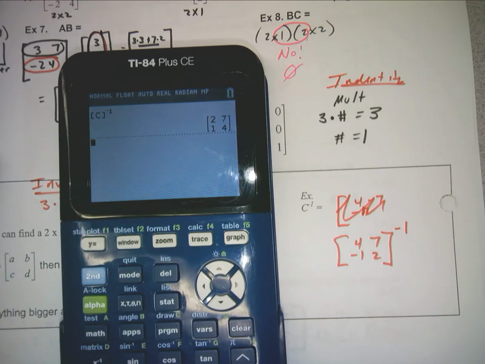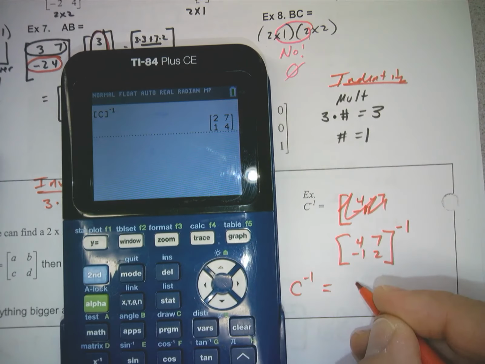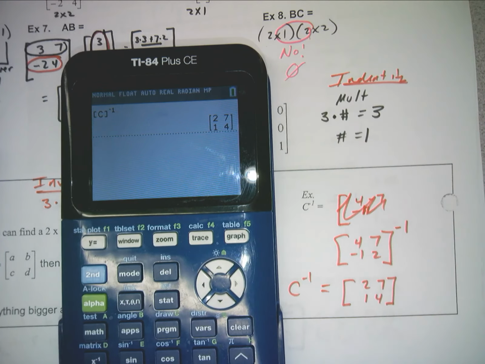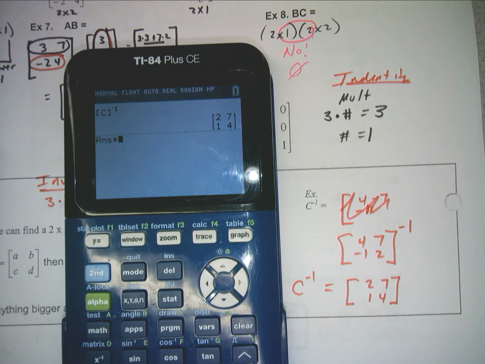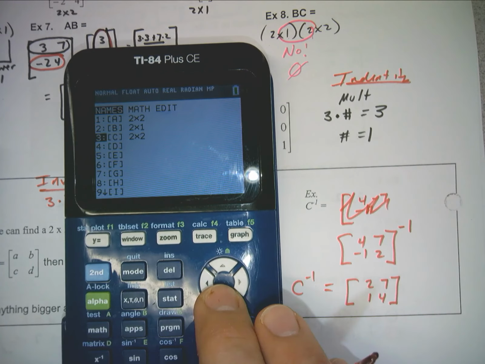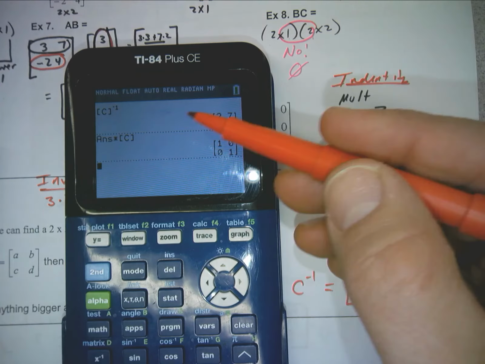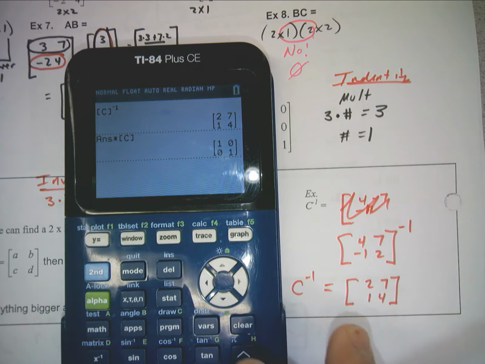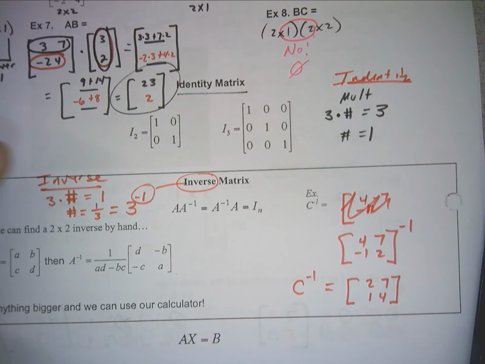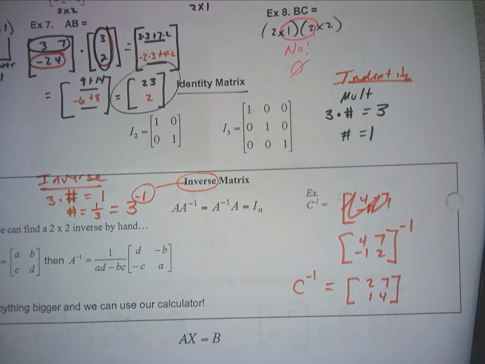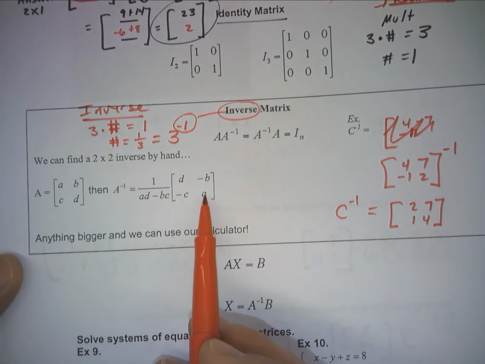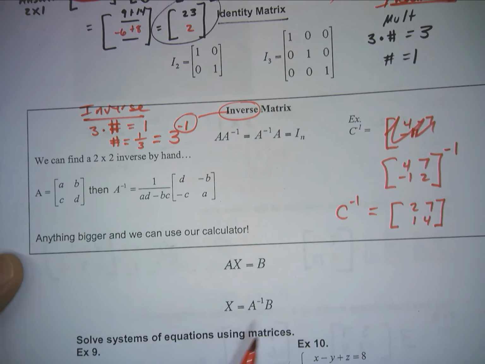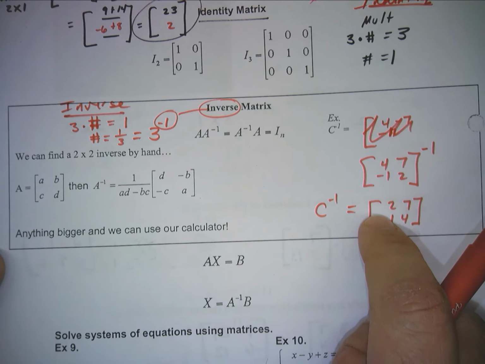I press enter, and it gives me 2, 7, 1, and 4. Okay? Now, if I take that times matrix C, just so you can verify, if I take C times its inverse, I get the identity. Which should make sense. That's the same idea here. If I take 3 times 1/3, I get 1. Now, this is how you do it by hand for a 2x2. I'm not going to show you that because you all should have calculators. There's no reason to do that by hand.